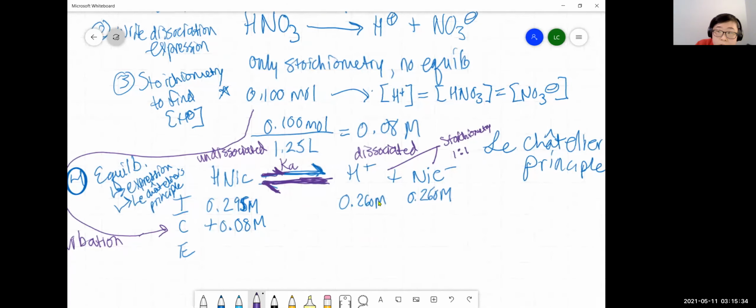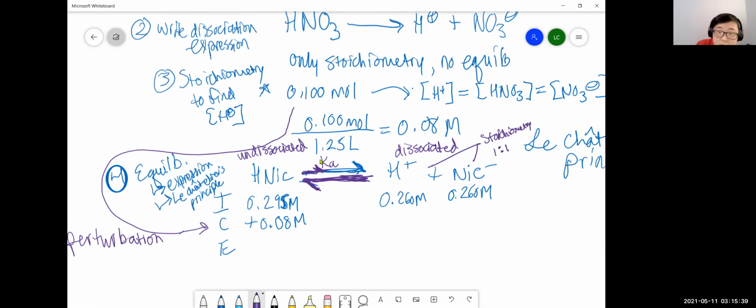And because these are one-to-one, we know that the 0.26 right here is one-to-one with the protons. So we know what the initial protons are. This was from the initial concentration. It was 0.295 molar of HNIC. And so all we need to do, sorry, this is so slow, is add 0.8 more, subtract 0.8 more from the right side.